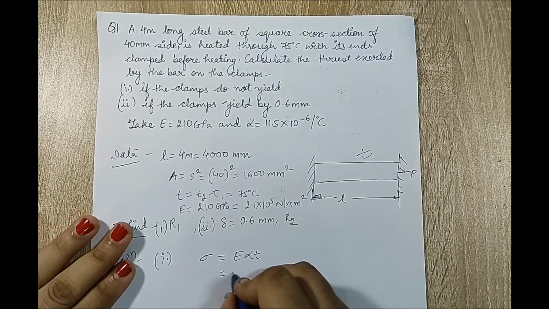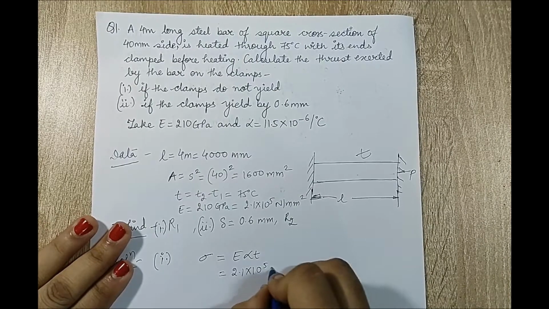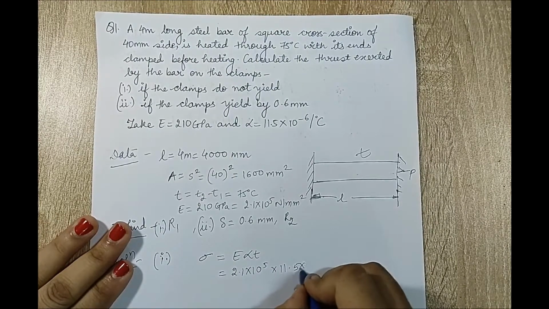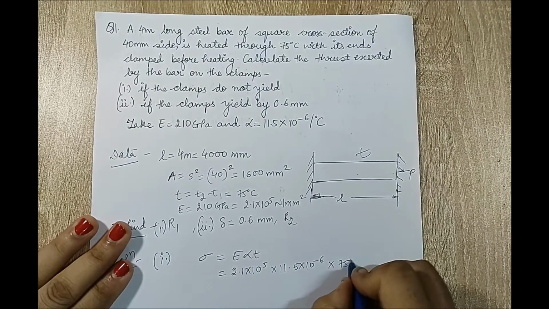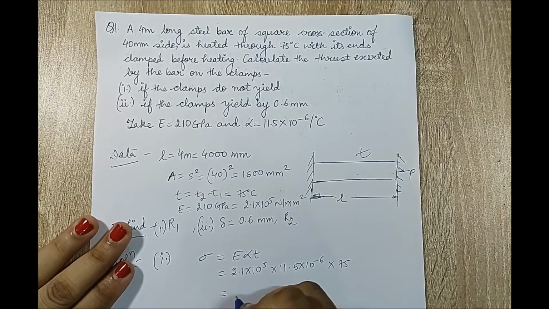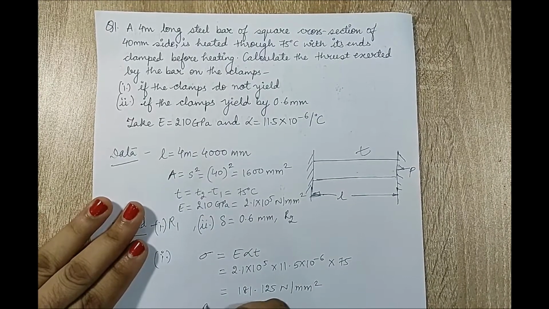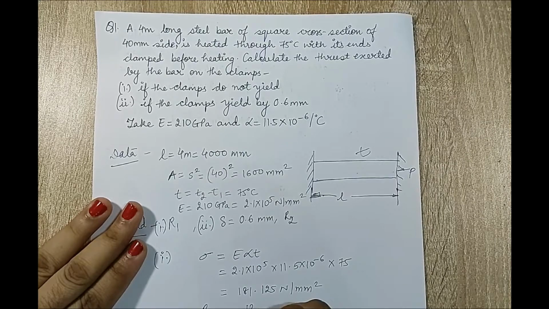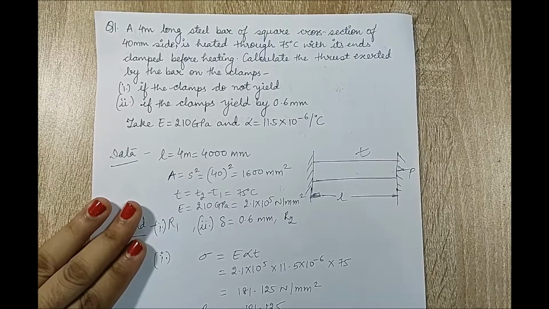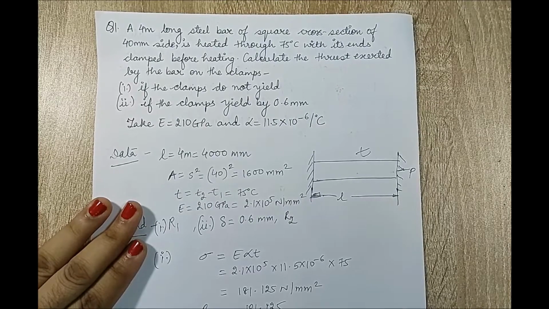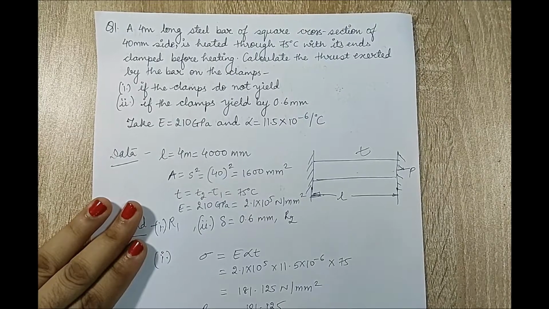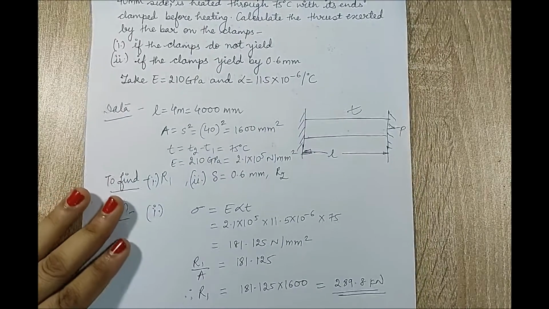So here if I solve, E is 2.1 into 10 raised to 5, alpha is 11.5 into 10 raised to minus 6, and T is 75. So I get the value of sigma as 181.125 Newton per mm square. Now I know that sigma is equal to resistance upon area, which is 181.125. So therefore R1 will be 181.125 into 1600. My answer will be 289.8 kilonewton. So this is the first answer that I obtained.